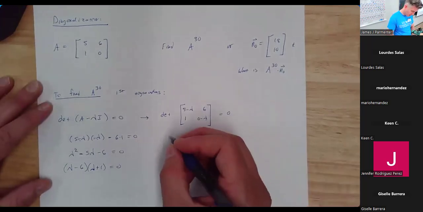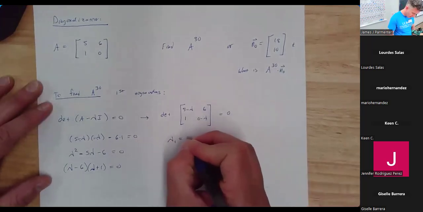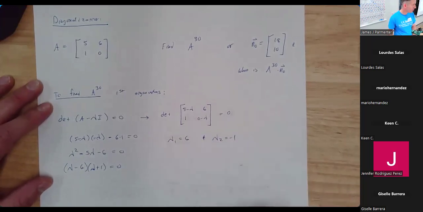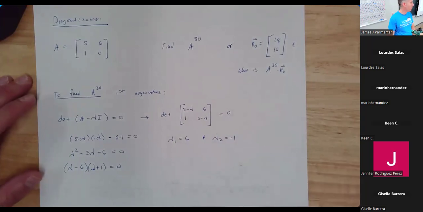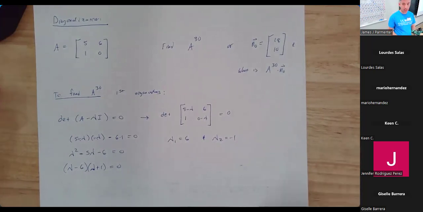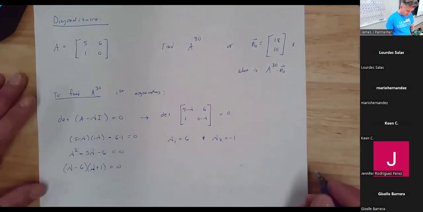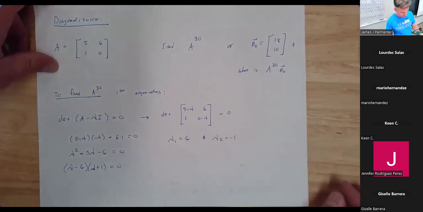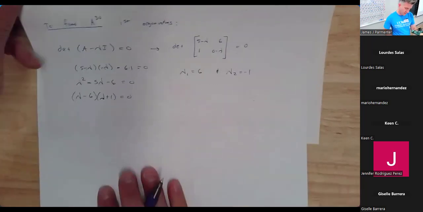So we've got two eigenvalues. We've got lambda one equal to positive six and lambda two equal to negative one. Or call them whatever you want. You could say lambda one was negative one and lambda two was positive six. It doesn't actually matter as long as we keep the order the same. All right, now we find the eigenvectors. You might have a different way of doing it, no, I don't have a different way of doing it.